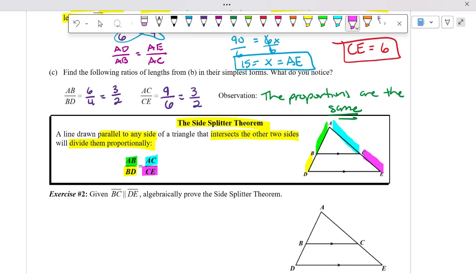So, in other words, you take the two pieces of one side, put it over each other, and you take the two pieces of the other side, put them over each other. And as long as you keep it consistent, so in other words, top piece with top piece, bottom piece with bottom piece, they will be the same proportion.